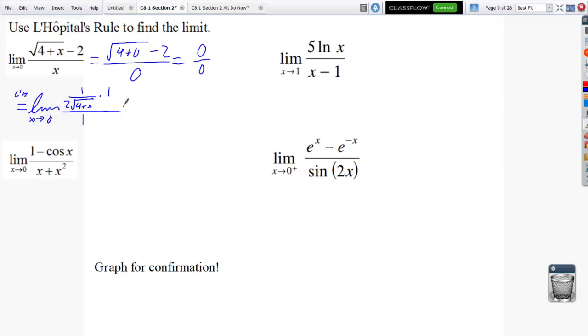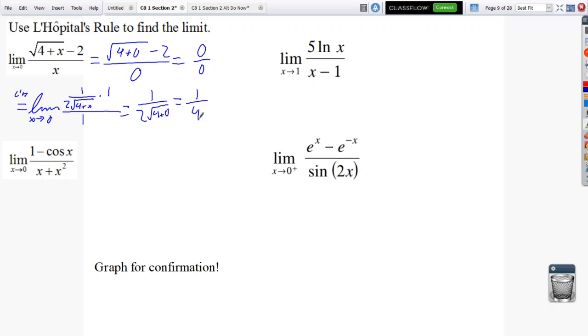Now I can try my direct substitution again. My direct substitution is going to be 1 over 2 times the square root of 4 plus 0. 4 plus 0 is still 4. Square root of 4 is still 2. 2 times 2 does give me 4. 1 divided by 4 gives me 1/4.